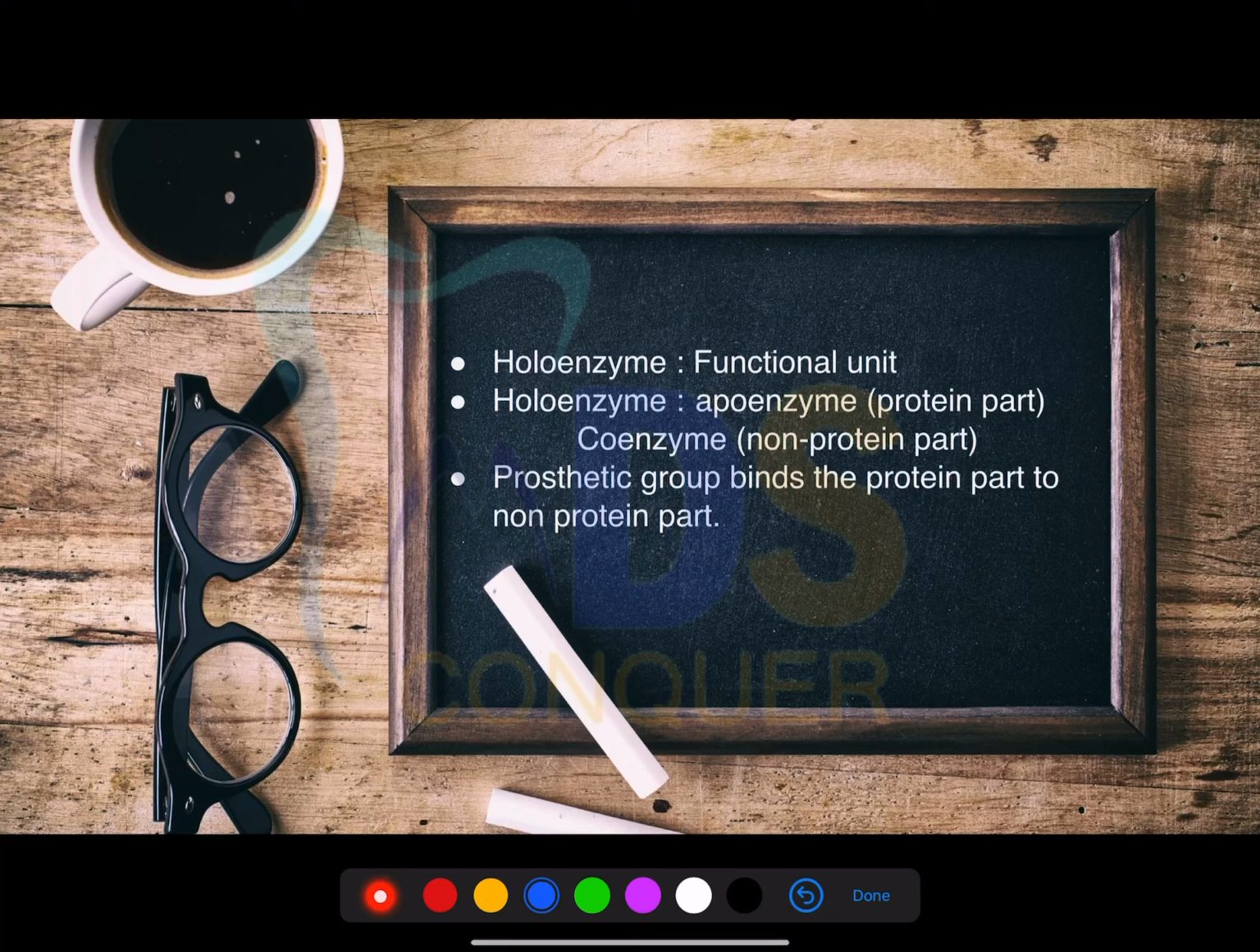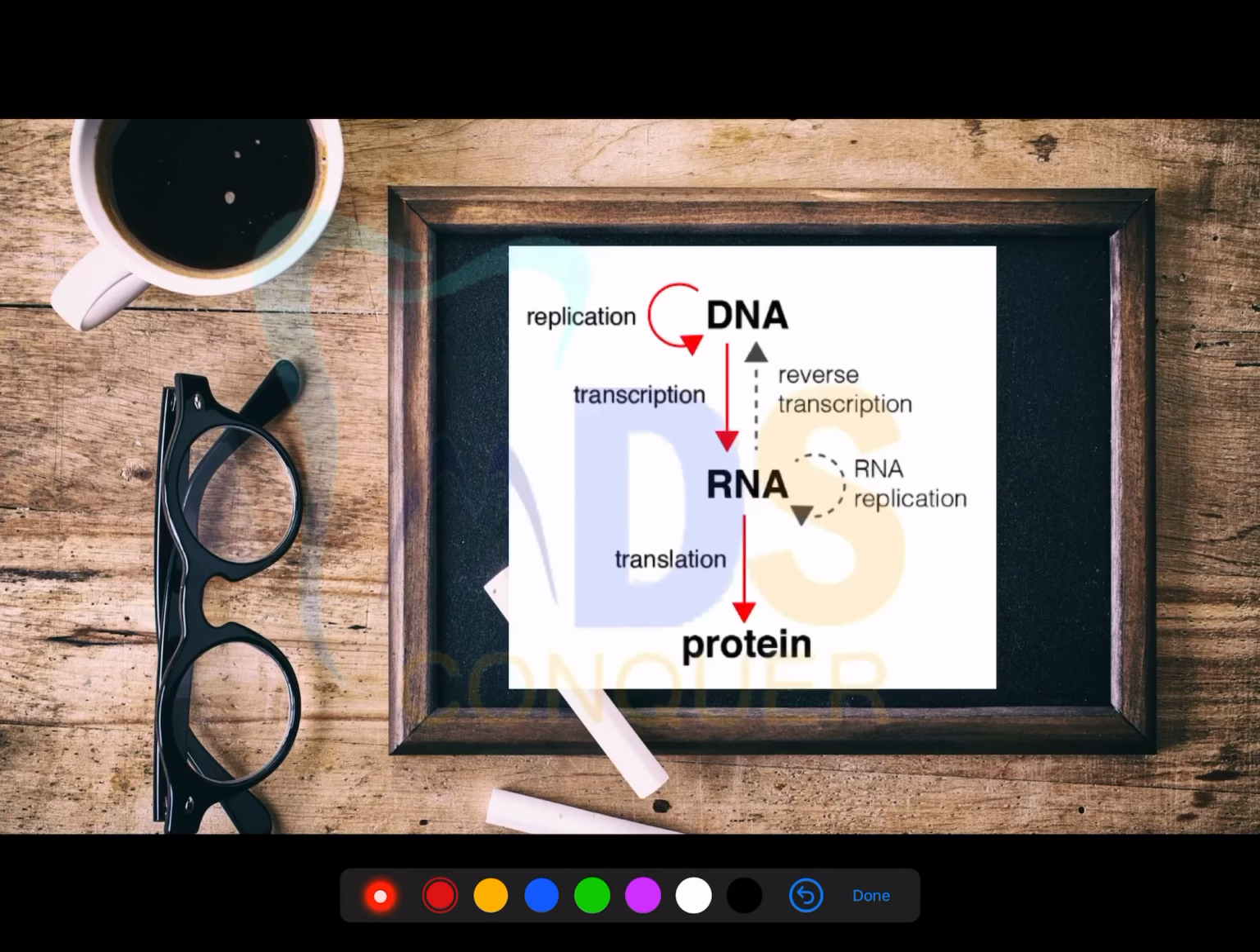Next, coming to the structure of enzyme. Holoenzyme is nothing but the functional group of enzyme. What does it contain? It consists of two parts. One is the protein part, which is called apoenzyme, and the second one is the non-protein part, which is called a coenzyme. And the prosthetic group is the group which bonds this protein part to the non-protein part.